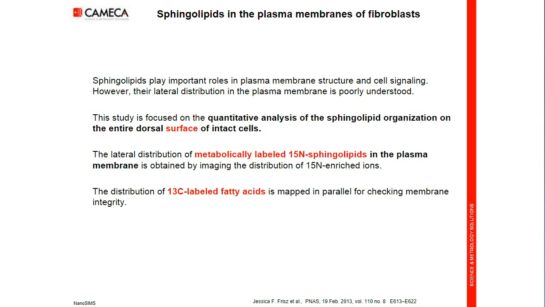So, after having seen sections of cells, we will now see the surface of cells analyzed with the NanoSIMS. And we will illustrate here the possibility to use simultaneously multiple isotopic labels and map their distribution in parallel.